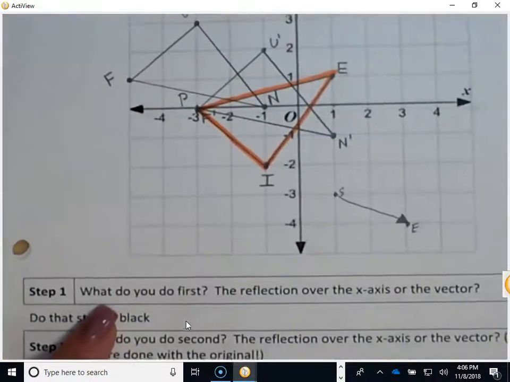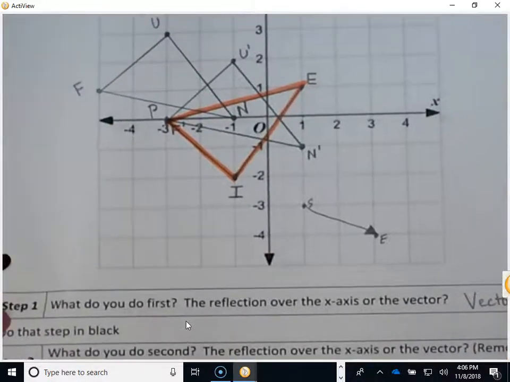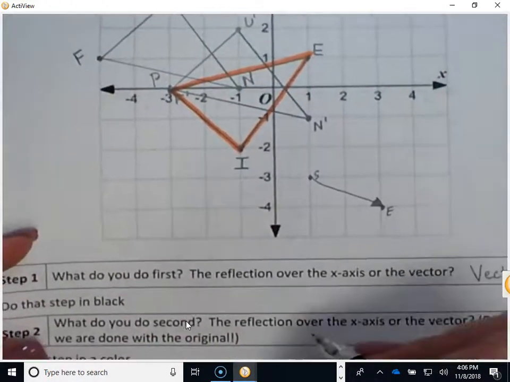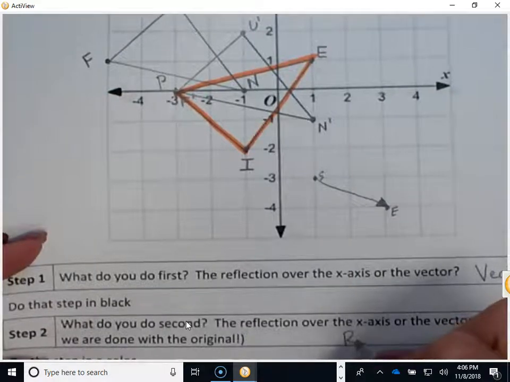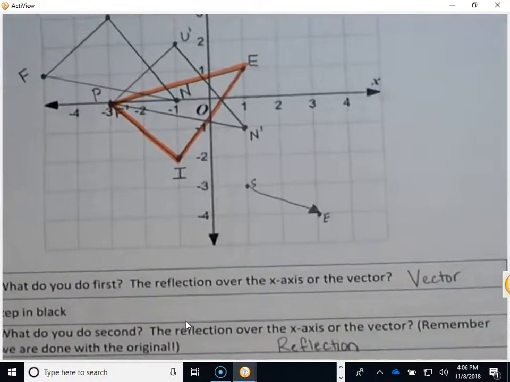So answering these questions up here, I kind of skipped over them. What did we do, the reflection across the x-axis or the vector? We did the vector first because when there's more than one transformation, you work your way from the parentheses out, and then the second one was the reflection. We talked about it, we just didn't write it down.